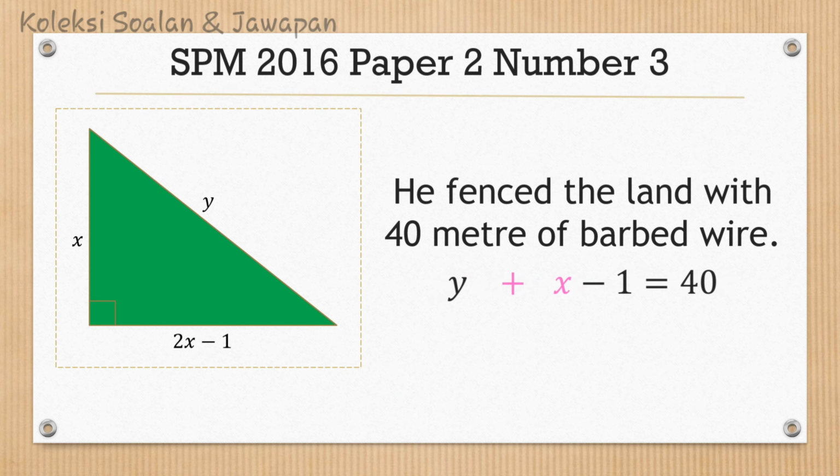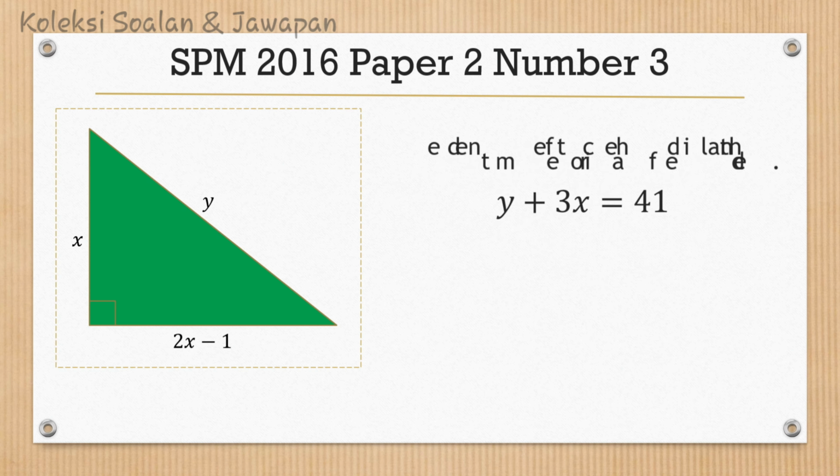x plus 2x is 3x. Then we bring 1 to the right hand side, so we get 41. So y plus 3x is equal to 41.